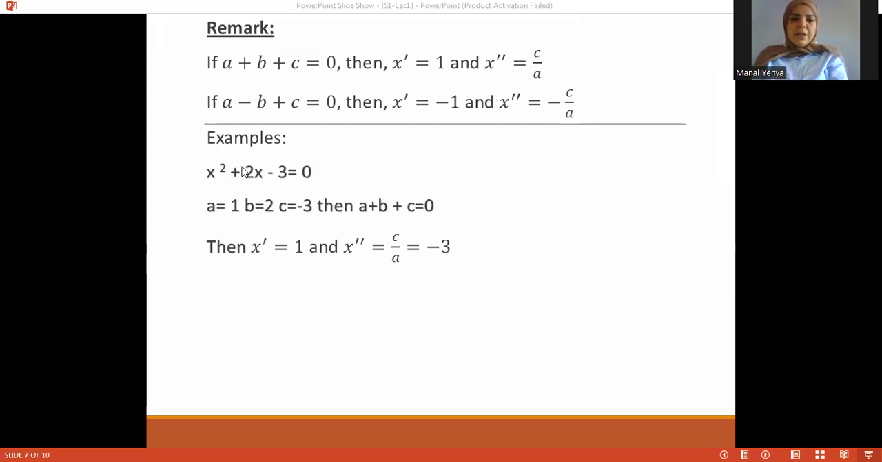Let us take an example. We have x squared plus 2x minus 3. A is 1, b is 2, and c is minus 3. So if you do a plus b plus c, you will get 0. So directly the first root is 1, and the second root is c over a, which is minus 3. So there is no need to calculate the delta or find the roots using the equation, okay?